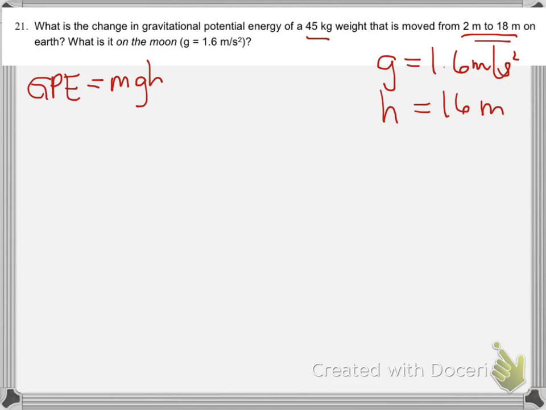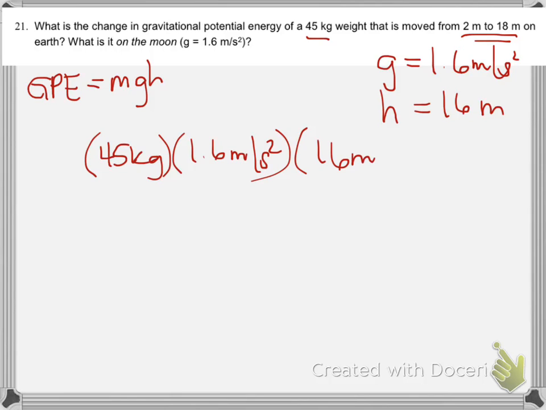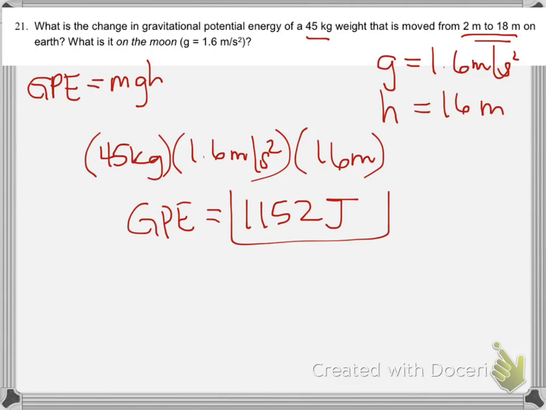So using our 45 kilograms, our 1.6 meters per second squared, and our 16 meters, we can multiply all of those quantities together to get our answer. So again, we have 45 kilograms times 1.6 meters per second squared times 16 meters, and we get a gravitational potential energy of 1,152 joules.